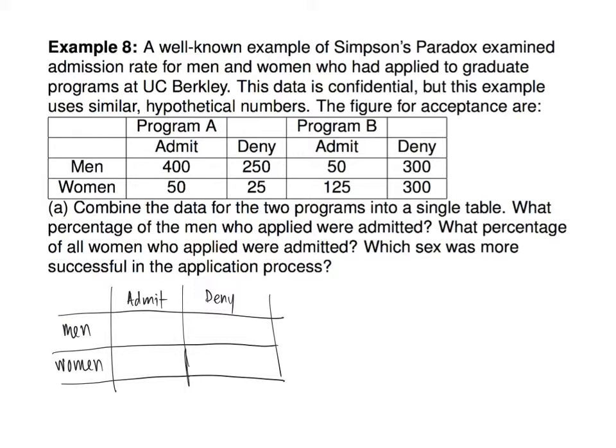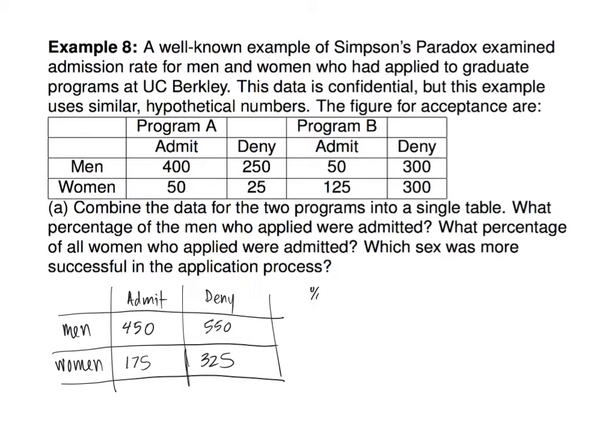So how many men were admitted? 450. How many men were denied? 550. That sounded too gleeful, sorry. How many women were admitted? And then how many women were denied? 325. Okay, great.